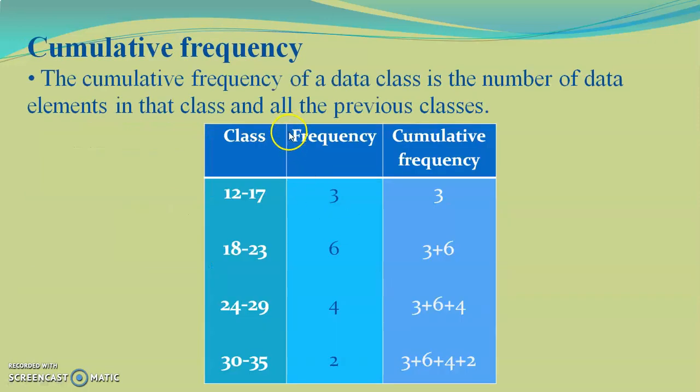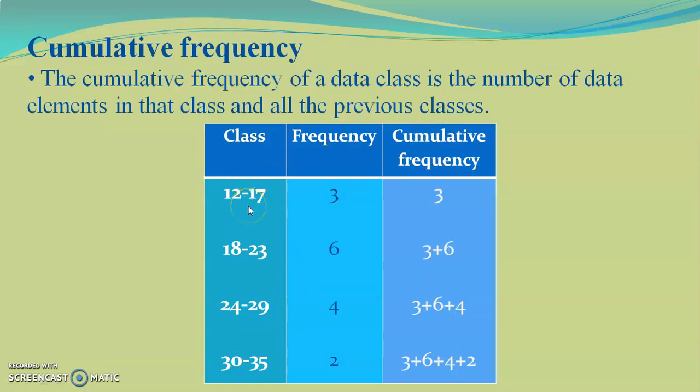Then another terminology is the cumulative frequency, meaning deposition or accumulation. The frequency gets accumulated. That is what is called cumulative frequency. Cumulative frequency of a data class is the number of data elements in that class plus that of the previous class. So there are classes in the first column, frequency in the second column, and cumulative frequency in the third column.